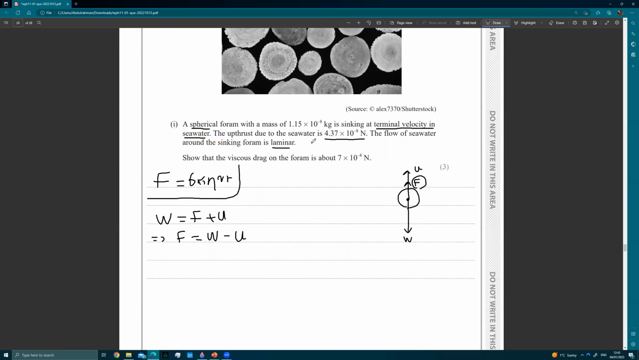We need the weight. What was given is the mass. And I know that the weight of this foram is the mass times g, mg. So we could say that F is equal to mg minus upthrust, which is equal to 1.15 times 10 to the minus 8 times 9.81 minus the upthrust given. Alhamdulillah, no need to convert any units in this question.